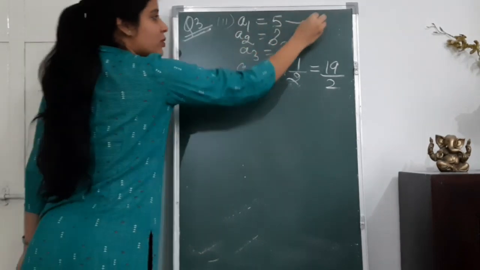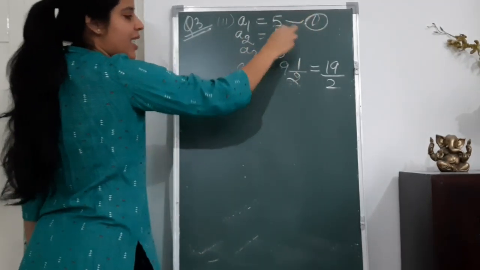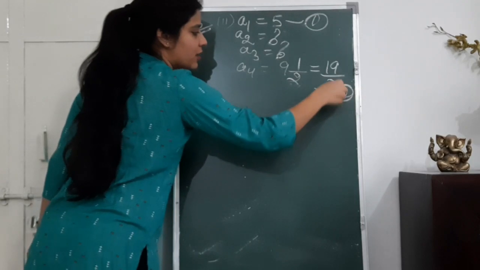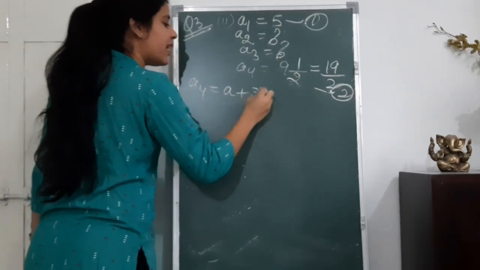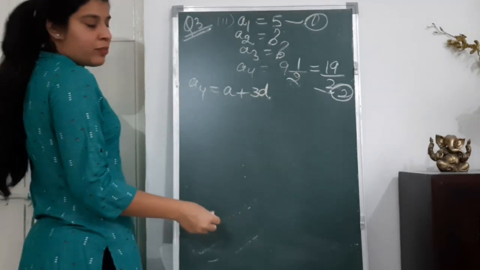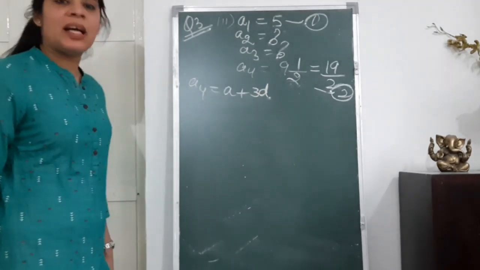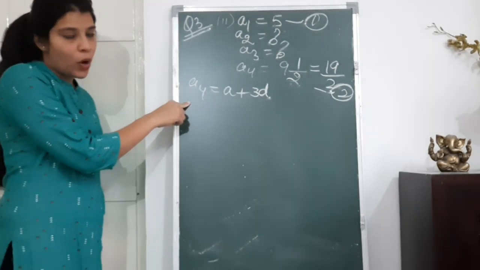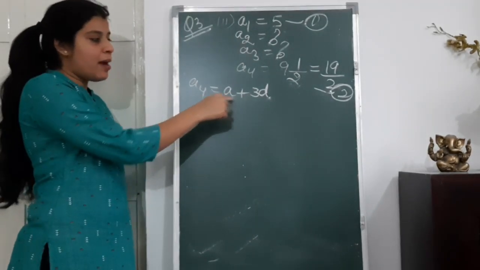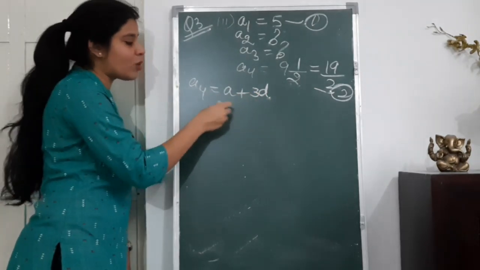Now, using this equation, which is A1, and using this equation, that is A4, can I say A4 is equal to nothing but A plus 3D? Right? Because AN is equal to A plus N minus 1 into D. When we put the value of N as 4, we will get A plus 3D. A4 is equal to A plus 3D.